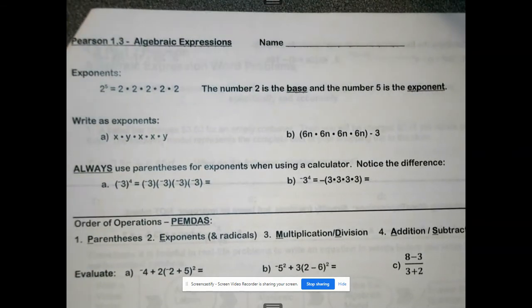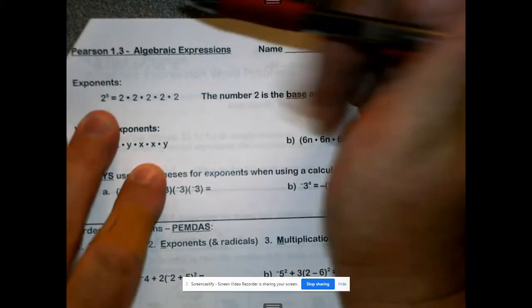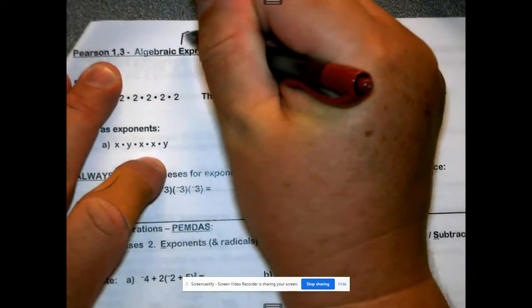Okay, first of all, algebraic expressions, guys. Do you know the difference between an expression and an equation? The terminology here, they are spelled differently. Hopefully they sound familiar.